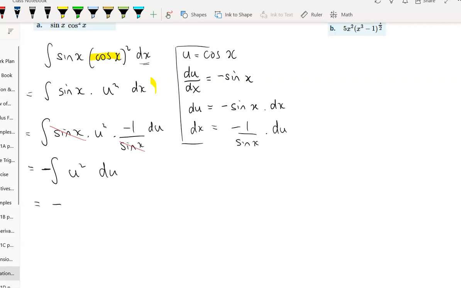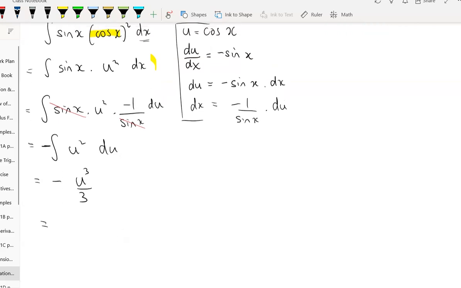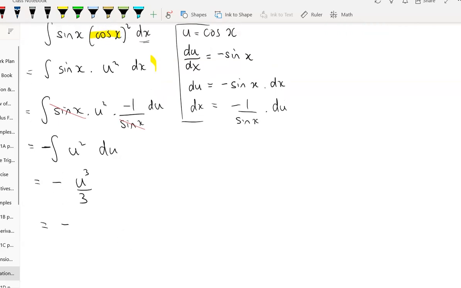Okay, so that's going to equal negative u cubed on 3. No, du is gone, my apologies. So we're taking the integral, I won't put a plus c in yet. And that's equal to, well, we know what u is. u is negative cos x, cubed, plus c. And you can write that, if you want to, as negative cos cubed x plus c, but there's no requirement that you do so.